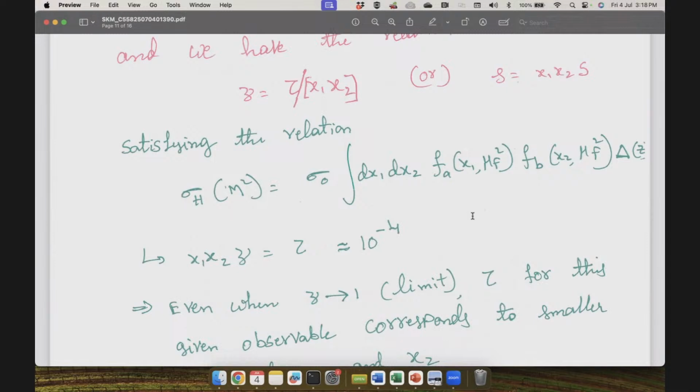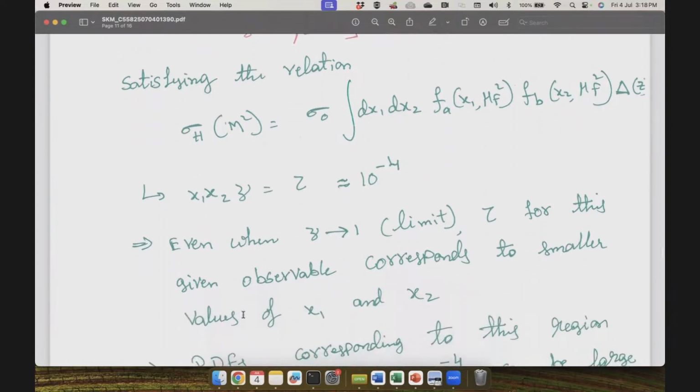Now the question is, even in the z equal to 1 limit, tau for this given observable corresponds to smaller values of x1 and x2. For example, you take this same case, tau is very, very small. Now, even if I take z equal to 1, the threshold limit, x1 and x2 take very, very small values.